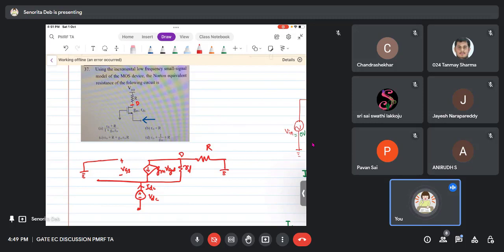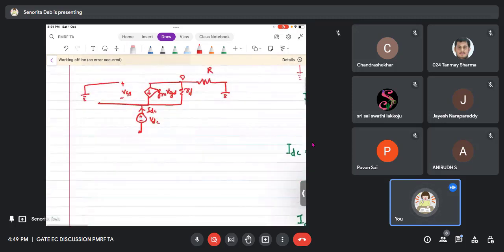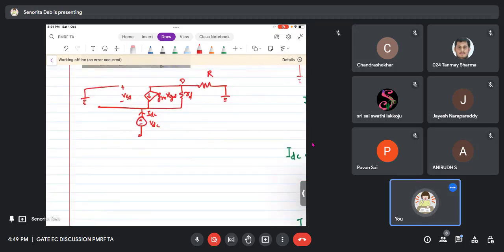Okay, so they have asked for Norton equivalent resistance. Norton equivalent resistance is the same thing as Thevenin equivalent resistance. The process is the same. So now can you guys please solve this, because earlier that one I had solved. Here you can clearly see, first KVL. What is it? VGS is equal to minus VDC. That is your first result.